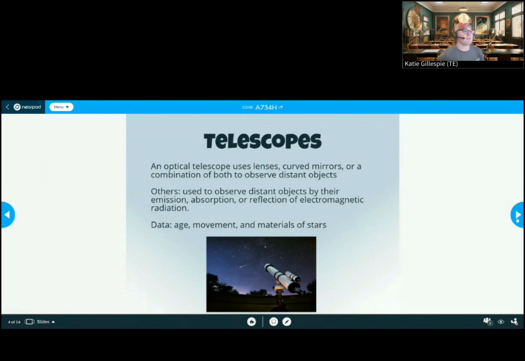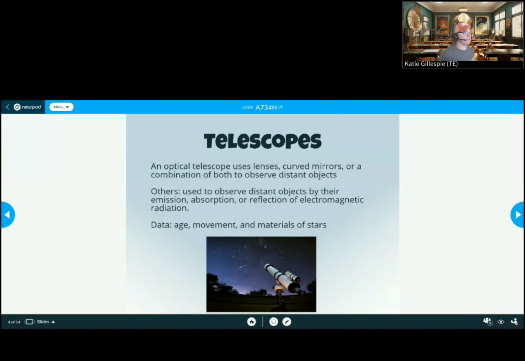Telescopes are probably the most common piece of space technology. Optical telescope, optical being the eyeball, uses lenses, curved mirrors, or a combination of both to observe distant stars. So these could be as simple as the ones that you use in your backyard, or as complex as observatories in Iceland and in Hawaii.